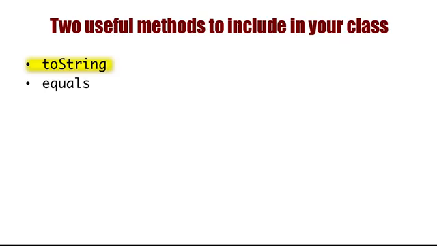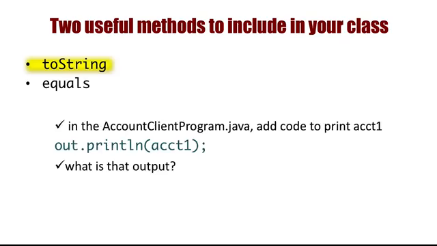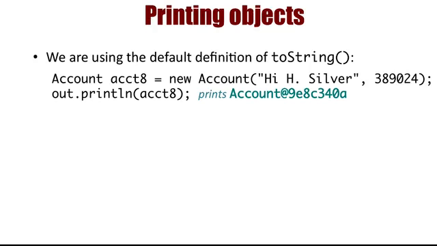We'll start with toString. Back in your account file, add a line to print one of your objects. Run the program. What is this output? When you print an object by including it in a line of output, you are implicitly calling the current toString method. That is, you're using it without actually spelling it out. And once again, since we didn't write any toString method yet, we are using the default.